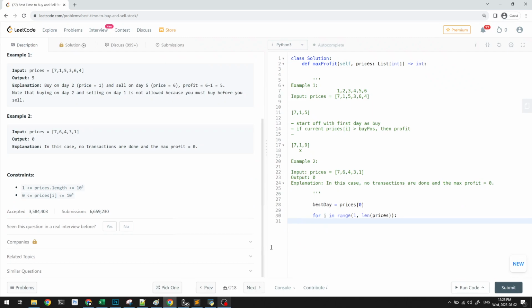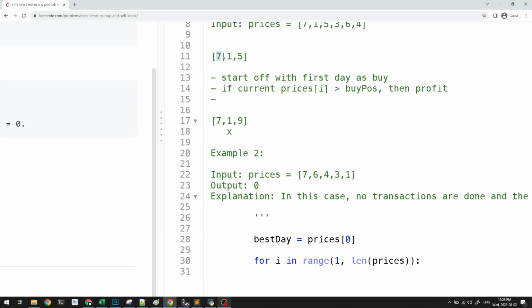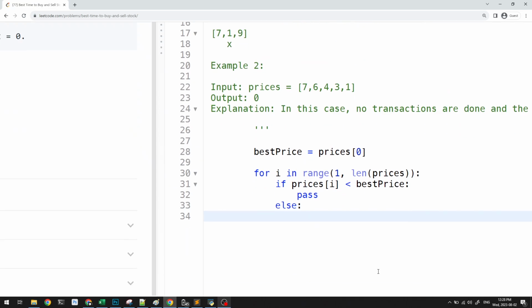Now, what do I notice about this? Well, let's say we're over on this one, and then we're now here, right? Can I make a profit from this? I can't really make a profit from that, because it is a lower value here. So I can actually check if prices of i is less than best price. If it's less than best price, then I can't really make a profit. Otherwise, I can make a profit, right?